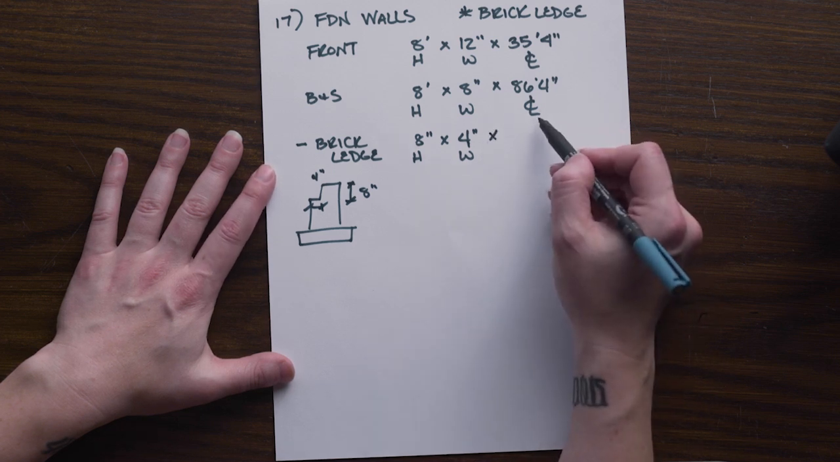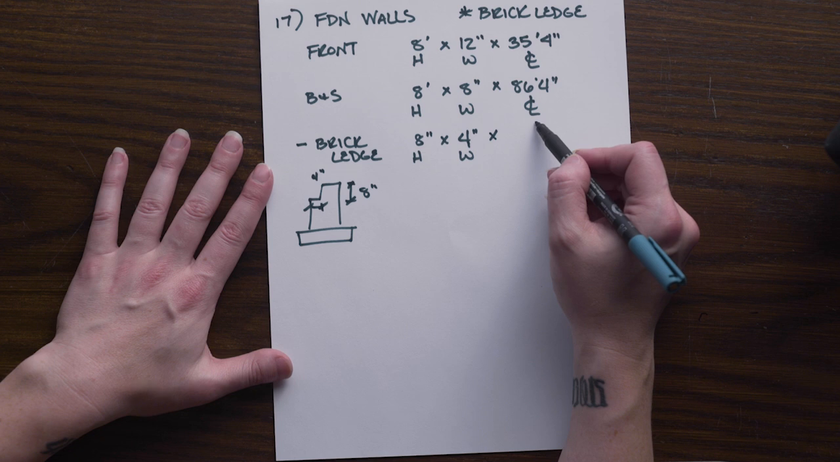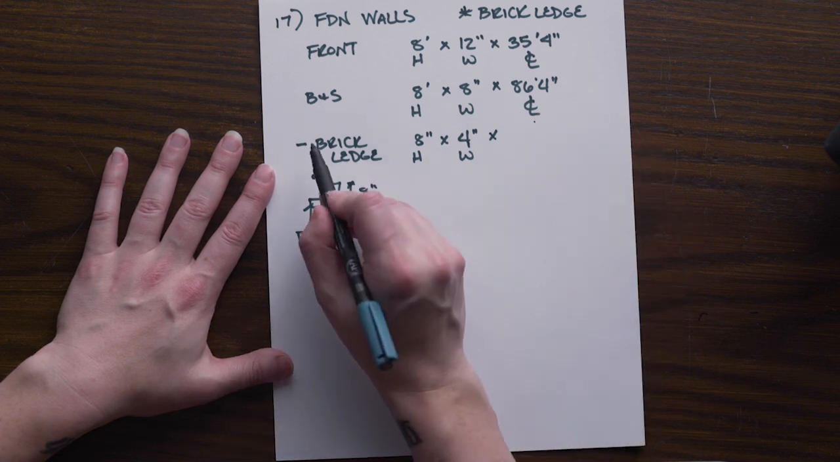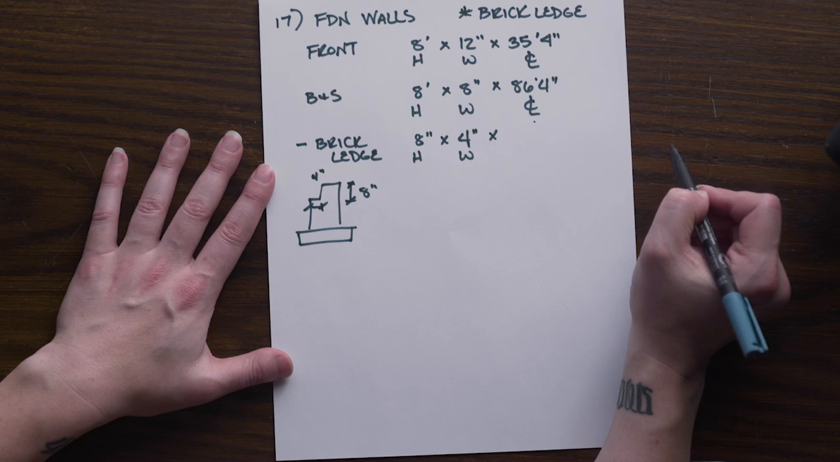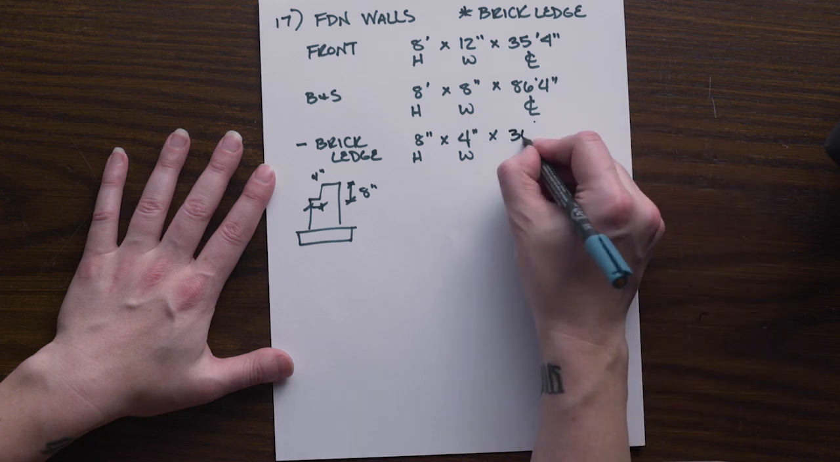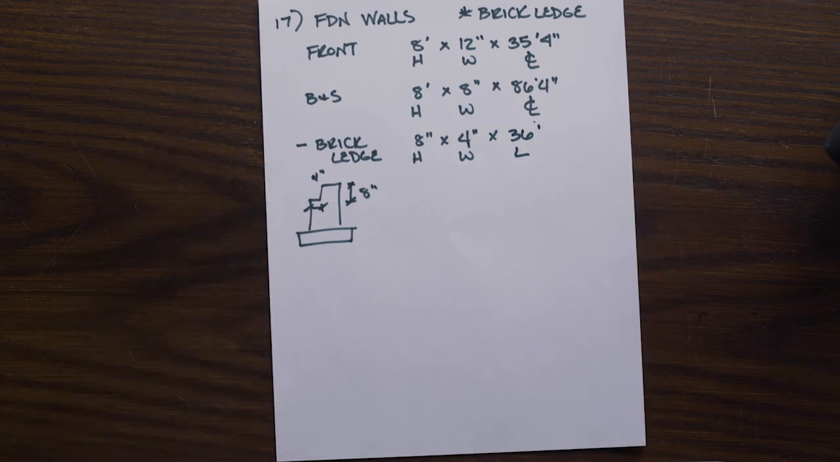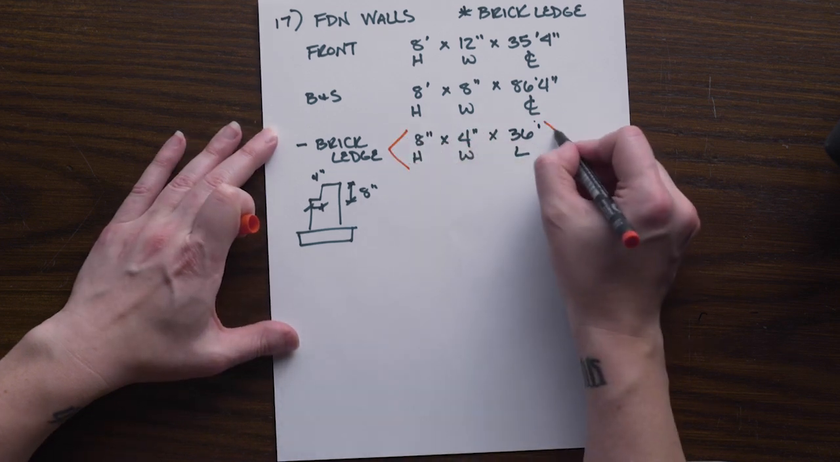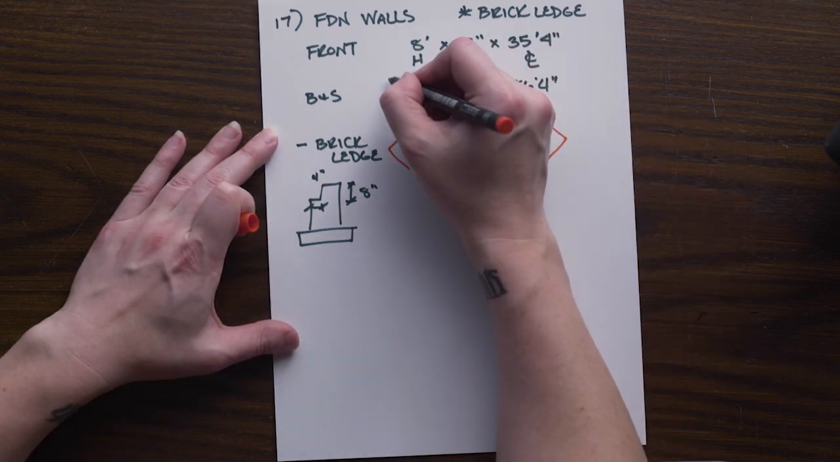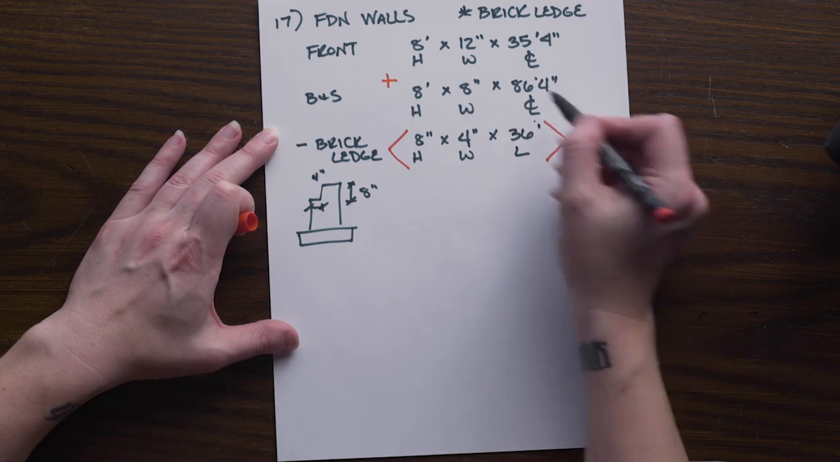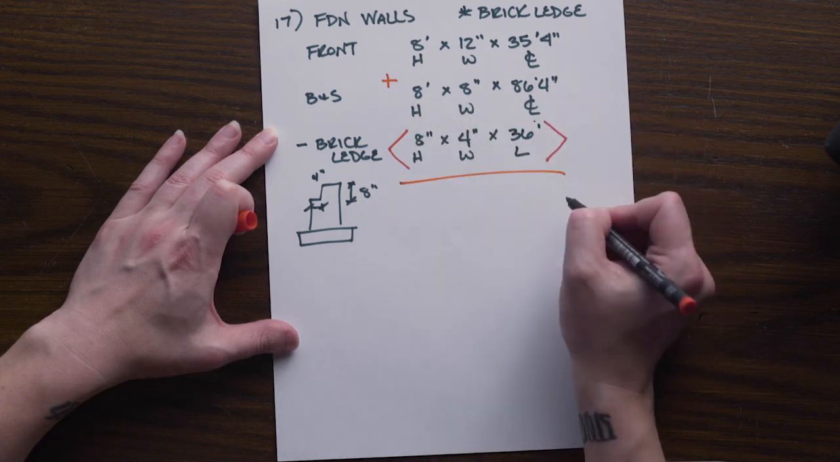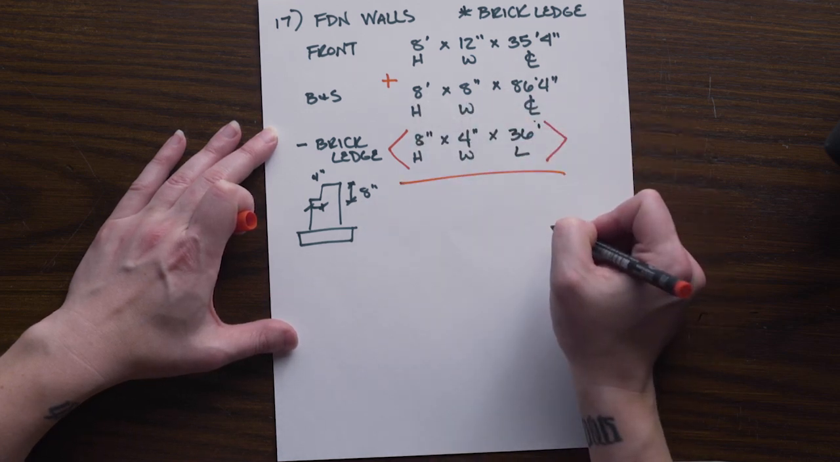We could use the center line length if we wanted to, but if we really think about it, that brick ledge runs the entire length of our structure, so a more accurate number would be to use the full length of our front foundation wall, which is 36 feet. So we want to subtract. So we want to take our front, add it to our back and sides, subtract out our brick ledge.